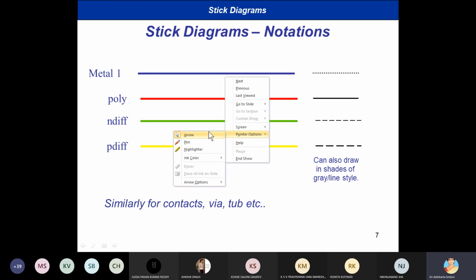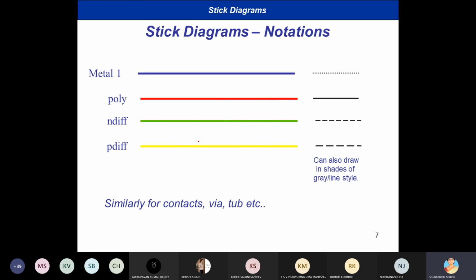So now how to draw stick diagrams? Further, stick diagrams will have a color code. Please remember these color codes. This is very, very important. Whenever we want to draw a stick diagram, we have to use these color codes. P diffusion yellow, N diffusion green, polysilicon red, metal blue. I think you can easily remember these colors, right? These are the important layers, right?